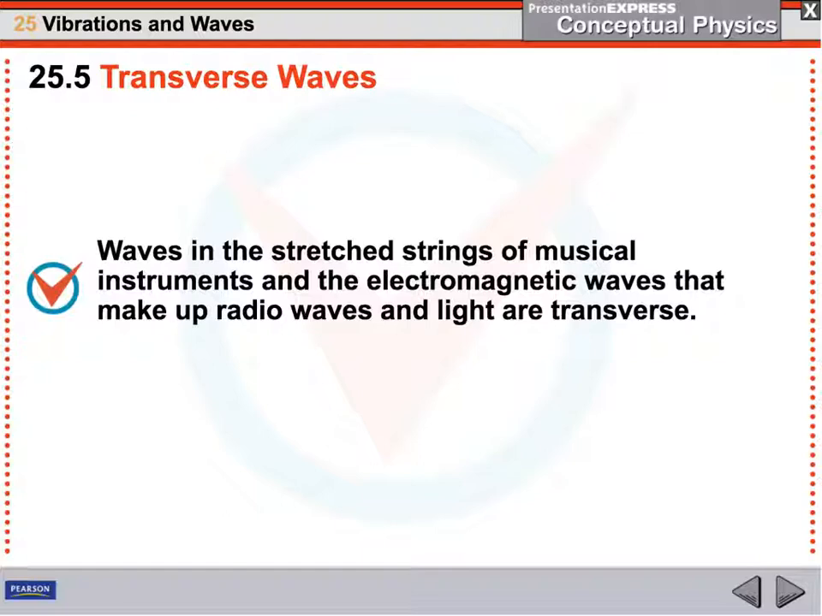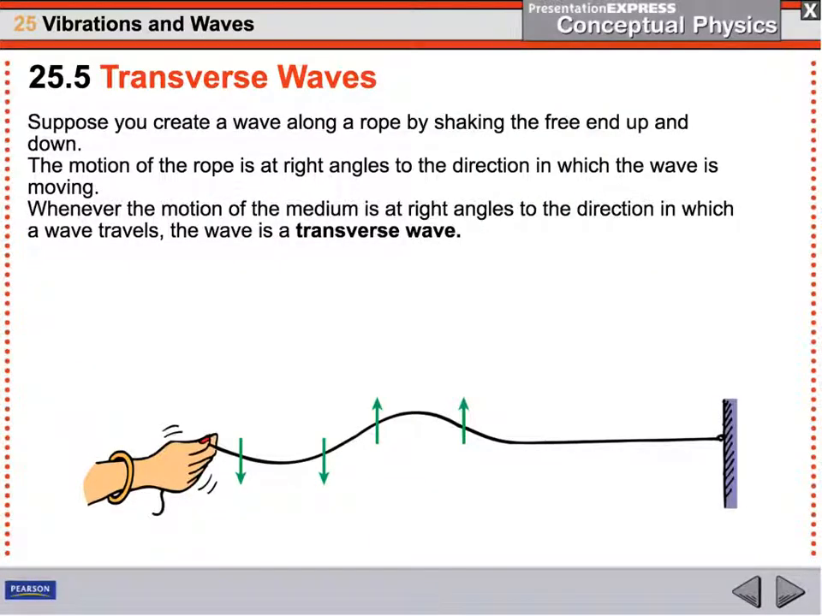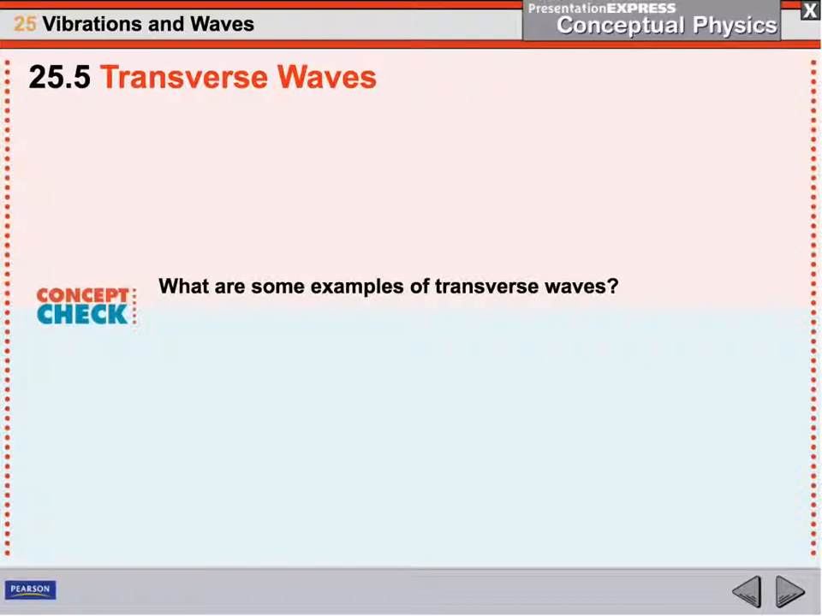Waves in the stretched strings of musical instruments and the electromagnetic waves that make up radio waves and light waves are transverse. Suppose you create a wave along a rope by shaking the free end up and down. The motion of the rope is at right angles to the direction the wave is moving. When the motion of the medium is at right angles to the direction in which the wave travels, this is called a transverse wave. If you look through the equilibrium point here, this is creating right angles as it travels. So that makes this transverse. What are some examples of transverse waves?